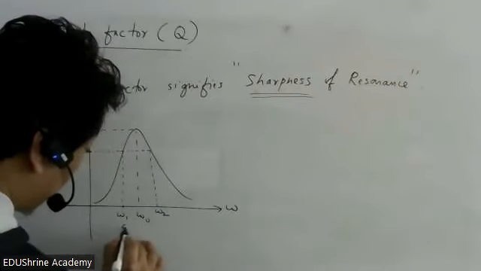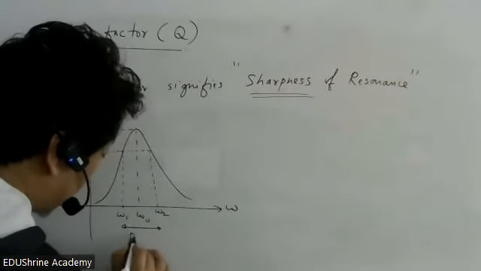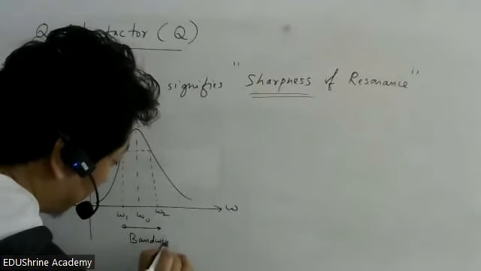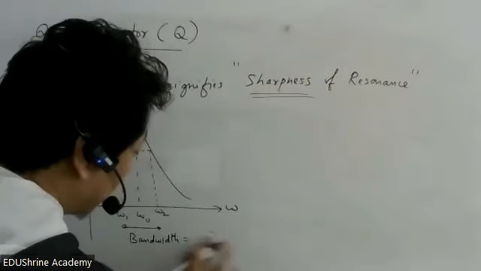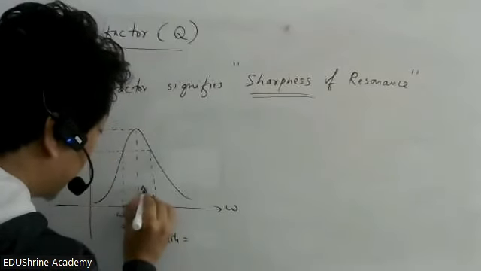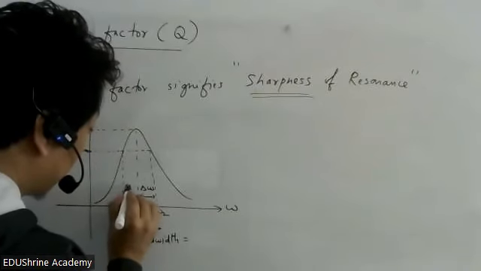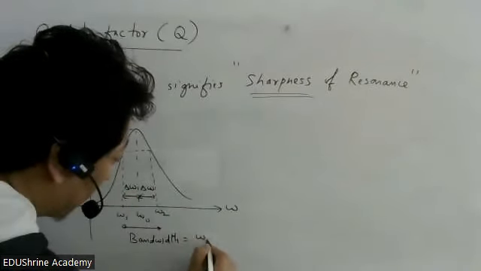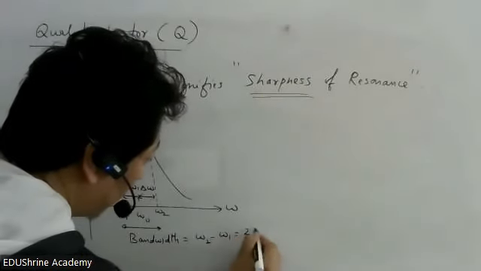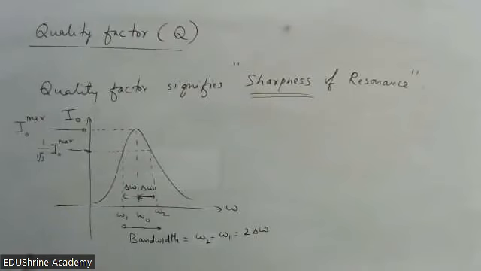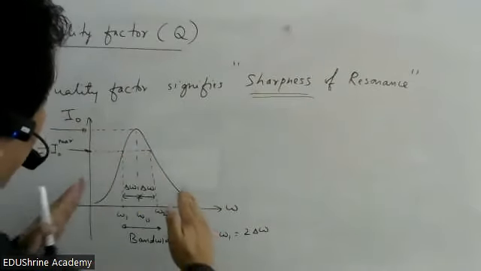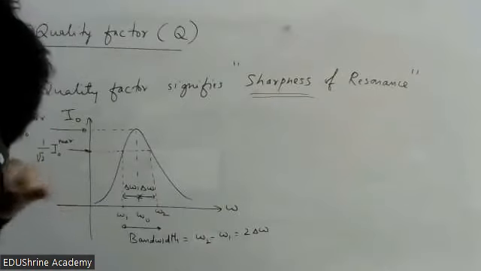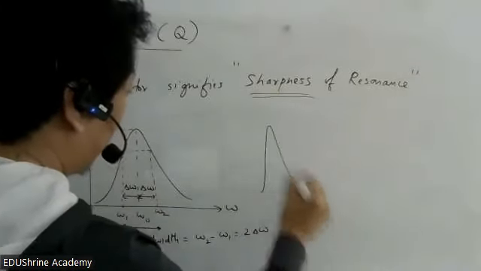Okay. Now, this gap is called bandwidth, which is equal to, let's say, delta omega. Or let's say, this is delta omega. This is delta omega. Then this bandwidth will be omega 2 minus omega 1, which is 2 delta omega. Now, try to think, all of you. If this bandwidth is small, the graph will be more sharp or less sharp? More sharp.